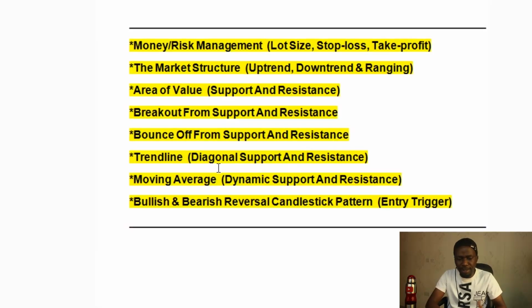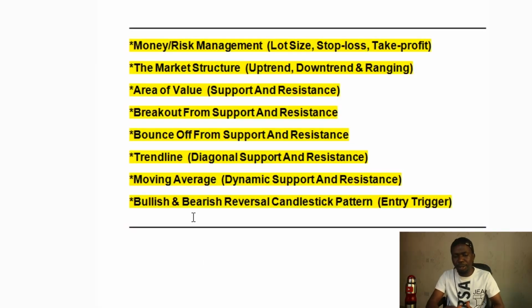So we also talked about the trend line and we talked about the moving average. Like I said, the trend line is a diagonal support and resistance. It doesn't change unless you adjust it by yourself. But the moving average is dynamic. It's a dynamic support and resistance. It changes all the time. It follows the market, it follows the price. So that one you don't need to do anything because it changes by itself. But the trend line must be adjusted because each time price breaks below the trend line and then returns back, you have to adjust the trend line.